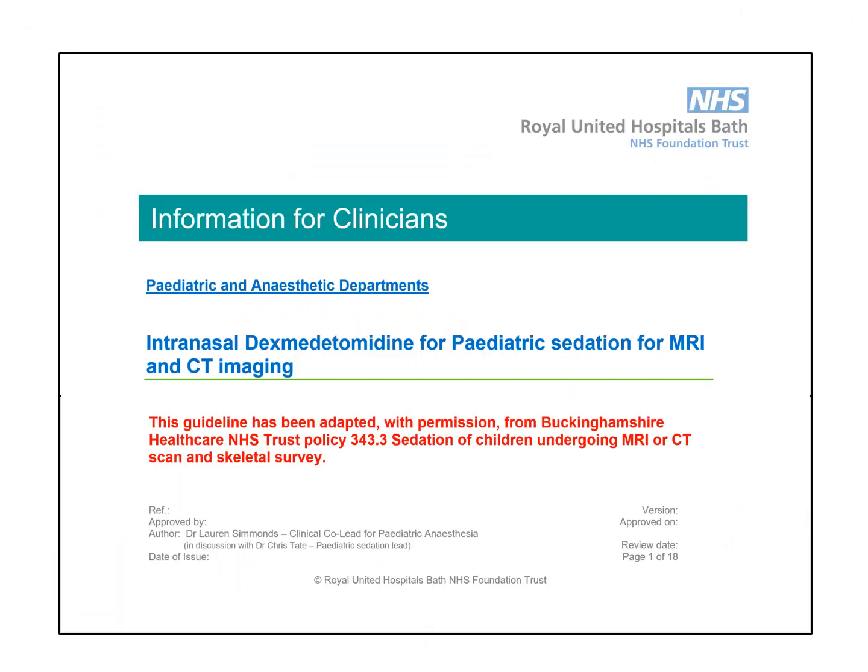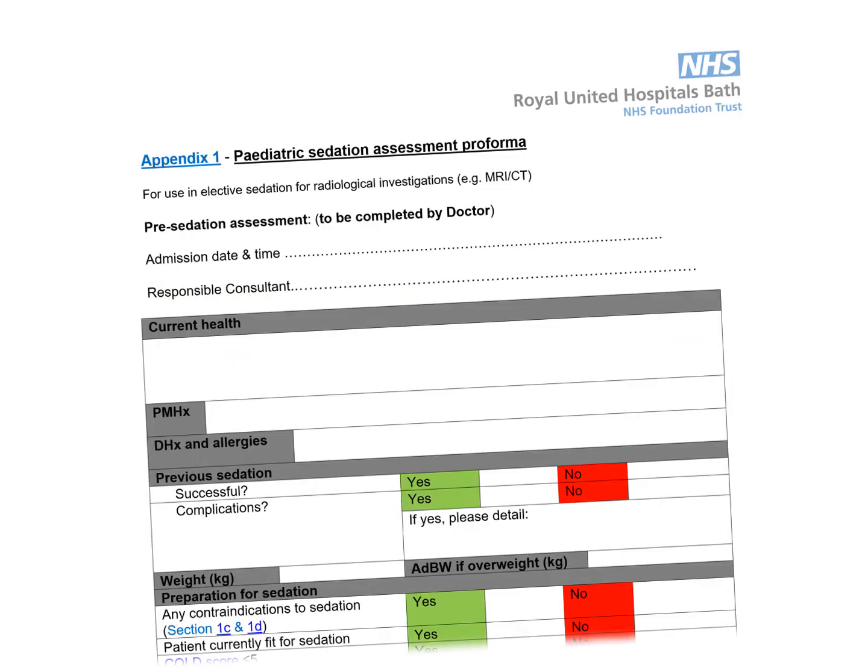The standard operating procedure can be found on the intranet under Anaesthetics or Paediatrics, providing additional information. This includes the method for calculating the correct dose, which is based on weight, and the weight should be recorded in the notes. Before any sedation is given, a pre-sedation assessment proforma should be completed for the child, which can be found in Appendix 1 of the Standard Operating Procedure (SOP).